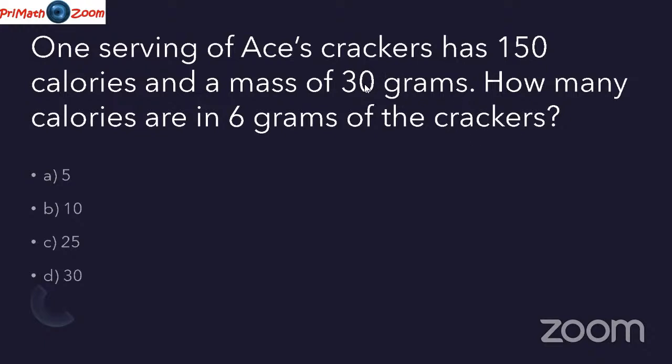Now we have 30 grams of crackers, but it is only asking us for what fraction of 30 grams. 6 grams of crackers is 1/5. Let me go ahead and annotate here. 6 grams of crackers is 1/5 of 30 grams of crackers, right? So in order to get this 6 grams, we could find 1/5 of 30. So the relationship between 6 and 30 is 1/5 of 30.